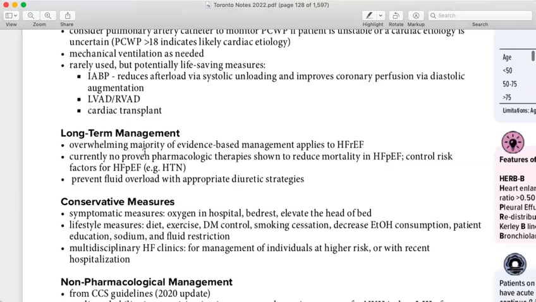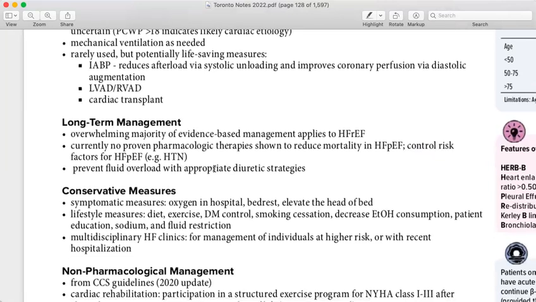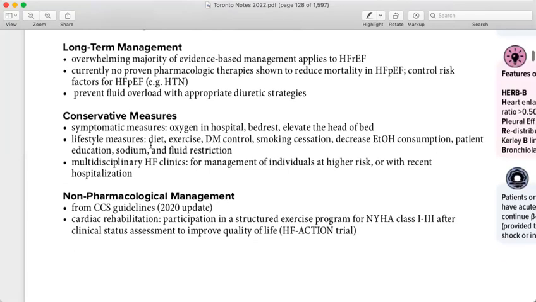Long-term management: the overwhelming majority of the evidence-based management applies to heart failure. Currently no proven pharmacological therapy is used for the long term, but you can start with preventing fluid overload with an appropriate diuretic strategy. So you are going to start with conservative management and symptomatic measures, starting with oxygen in hospital, bed rest, and elevating the head. Then lifestyle modification is important. Then a multidisciplinary approach for the patients.